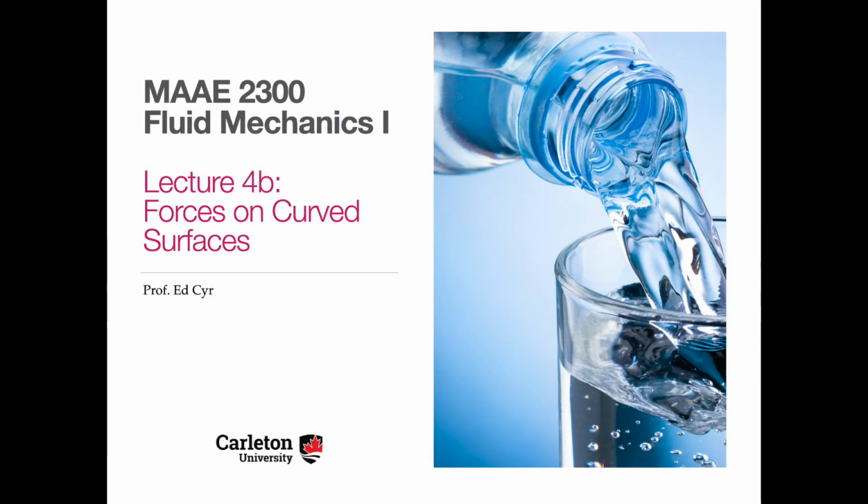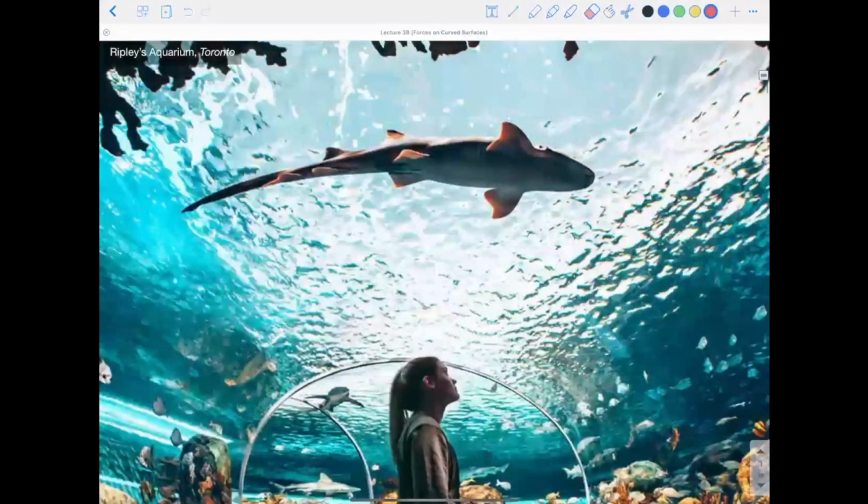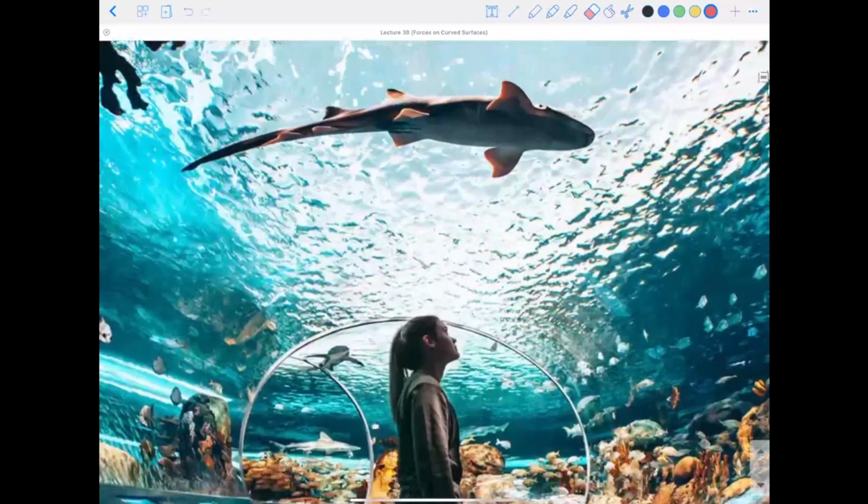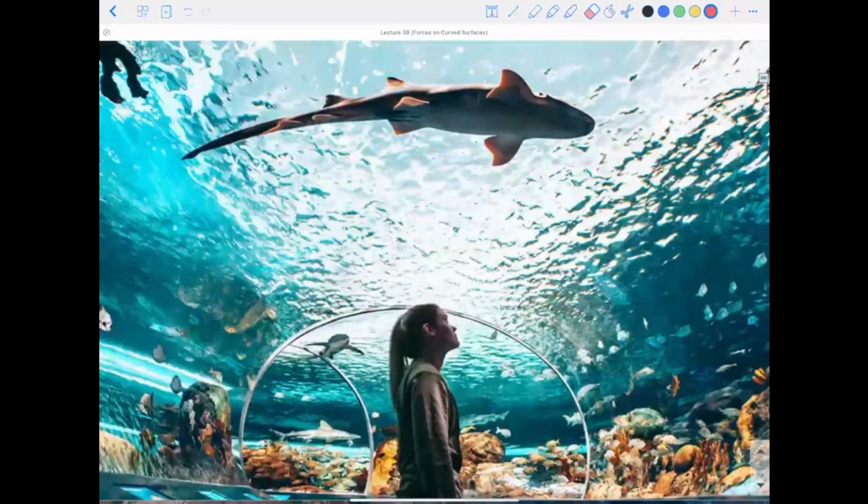Okay, so we talked about plane surfaces. Now we're going to talk about curved surfaces, as I promised. Here's just a cool picture from Toronto's Ripley Aquarium, where you can see that when designing these tunnels, you would really want to take care in calculating correctly the forces acting on these curved panes of glass to ensure that they're strong enough and they'll withstand those forces.